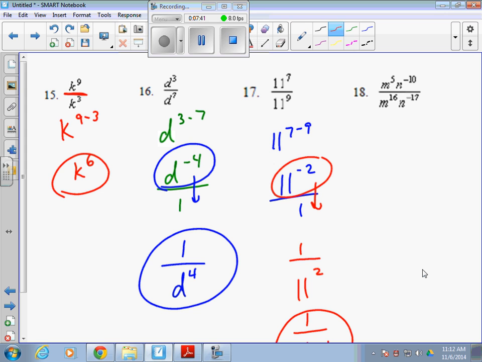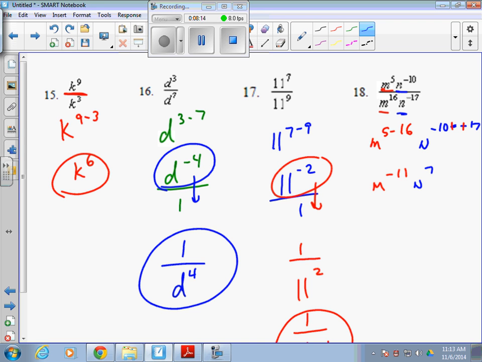Number 18 says m to the 5th, n to the negative 10 over m to the 16th, n to the negative 17th. Same base, m and m. M to the 5 minus 16 is m to the negative 11. N and n. N to the negative 10 minus negative 17. Don't forget there's a minus a negative there. Remember, subtraction goes with division. That becomes plus. Negative 10 plus 17 is going to be n to the positive 7.